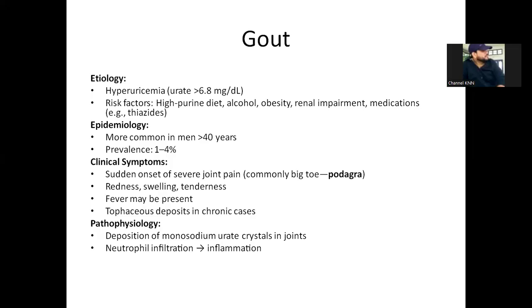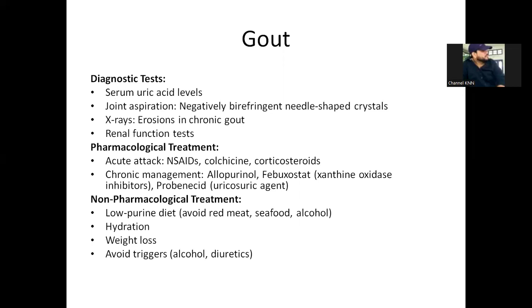Pathophysiology: it mainly occurs due to uric acid crystals. Deposition of monosodium urate crystals in joints can cause gout, and it is mainly caused by neutrophil infiltration. This neutrophil infiltration will also lead to inflammation. Next, diagnostic tests: serum uric acid levels are tested and joint aspiration is done. X-rays are done for chronic gout and renal function tests are also performed.